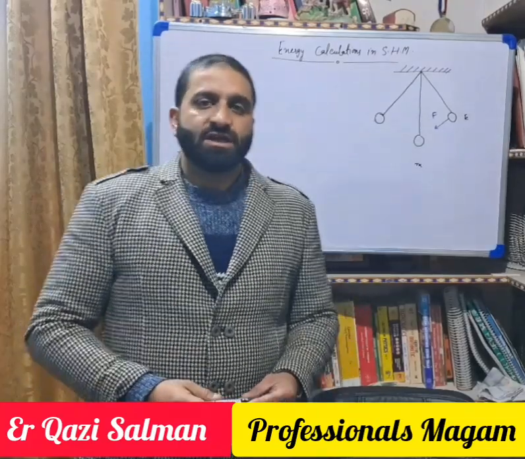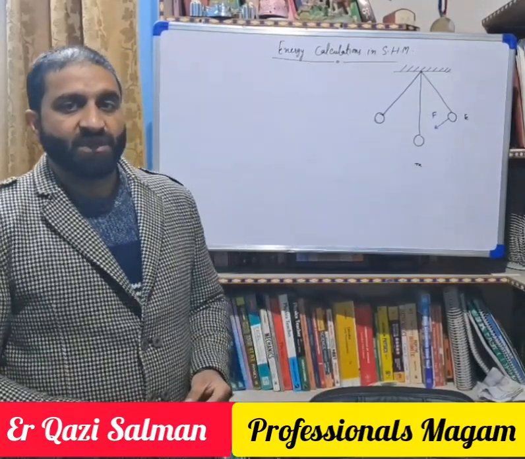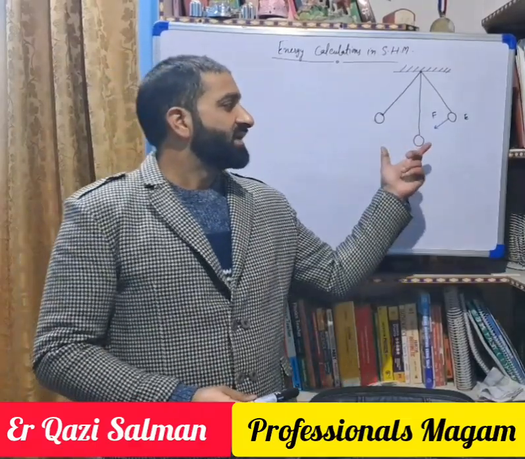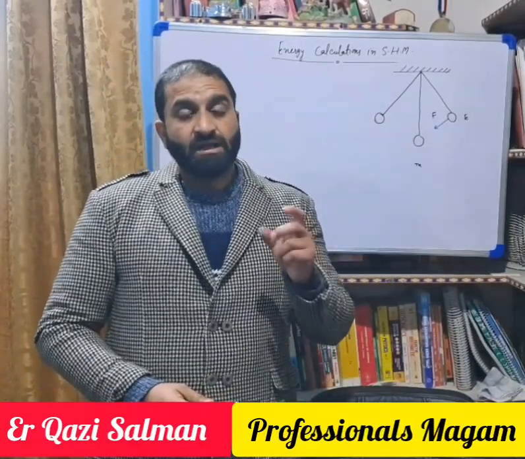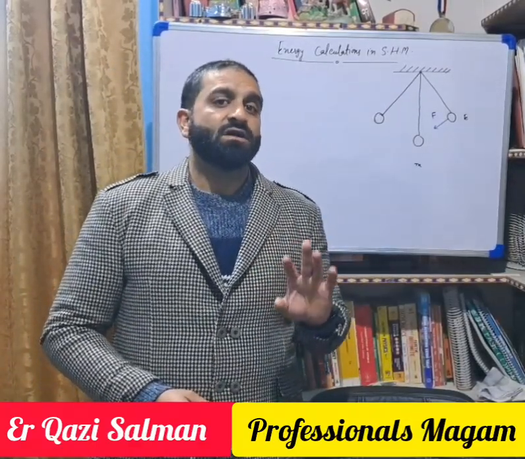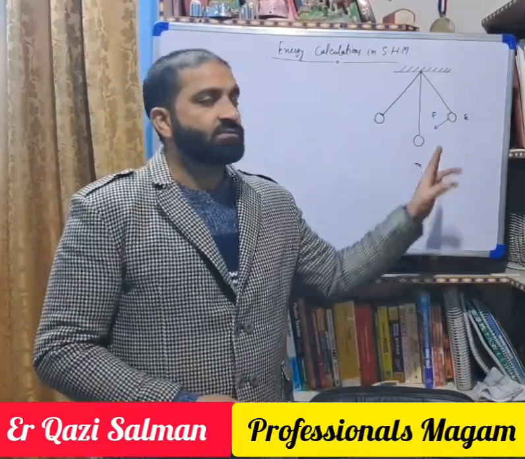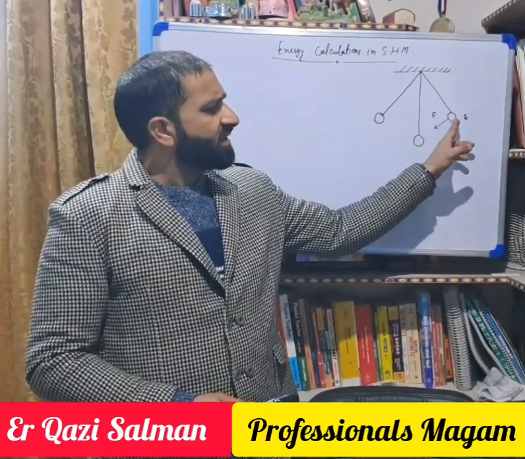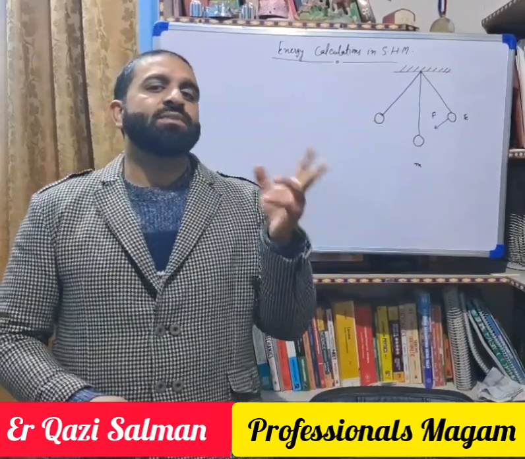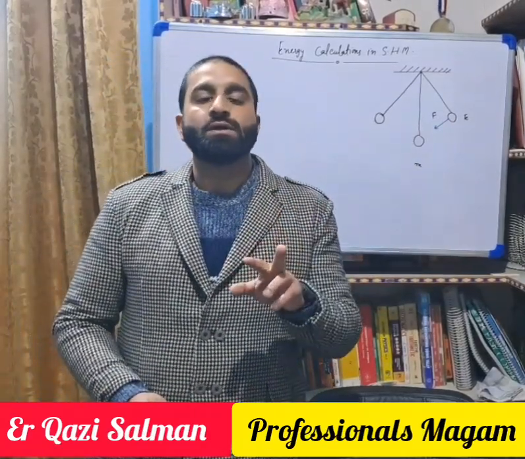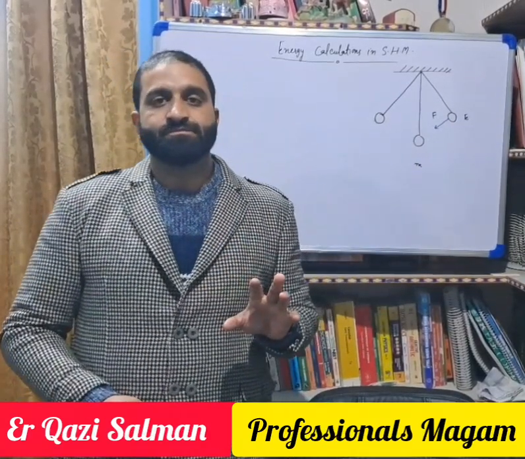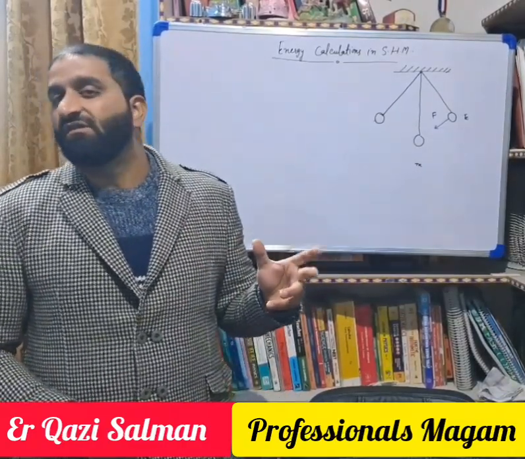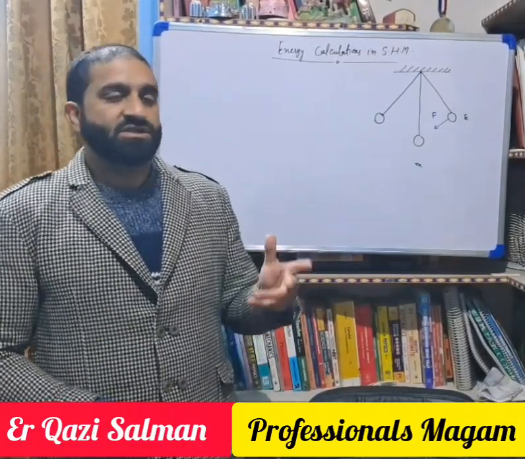Let us discuss the energy calculations in simple harmonic motion. When we talk of a simple harmonic motion, like in the case of a simple pendulum, it has velocity and it has positions with respect to the mean position. That means it may be here, it may be here, it may be at the extreme position, and because of that position, it has potential energy. The energy possessed by a particle by virtue of its position in a field is called potential energy.